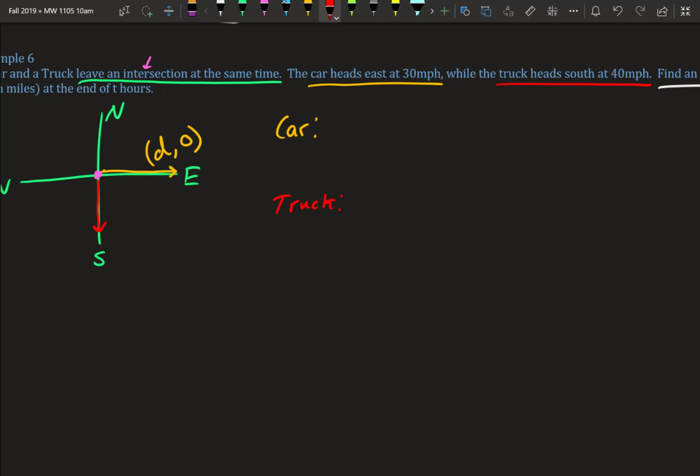For the truck, we're going down. We didn't move left or right. Left or right represents x. We didn't do that, so it's 0. But we go down. So down means negative d.